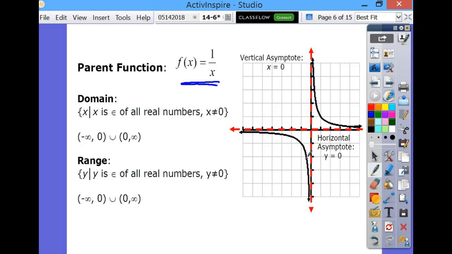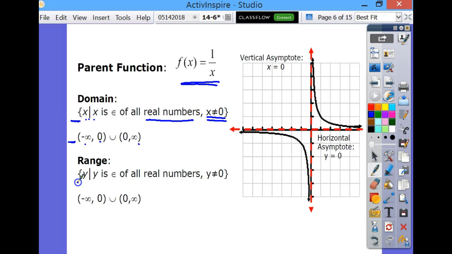And then the domain is really ugly looking. Way back in August, we learned set notation. This means x such that x is an element of all real numbers except x cannot equal 0. This is the asymptote. This is the same thing in interval notation. This means everything from negative infinity except the asymptote at 0.